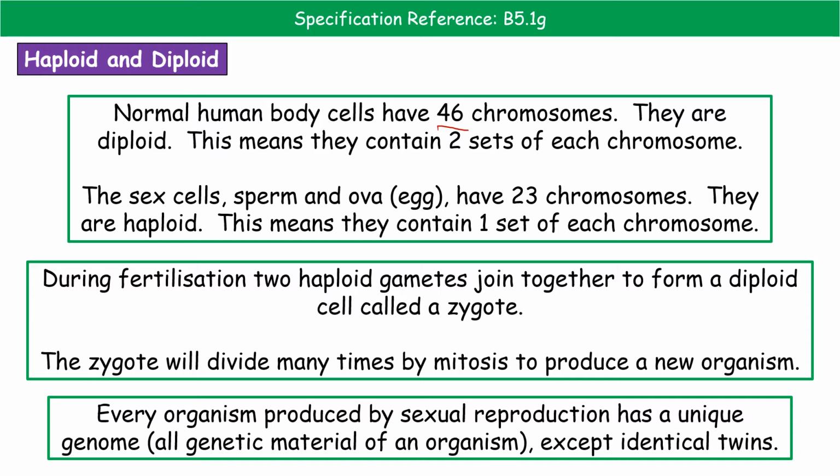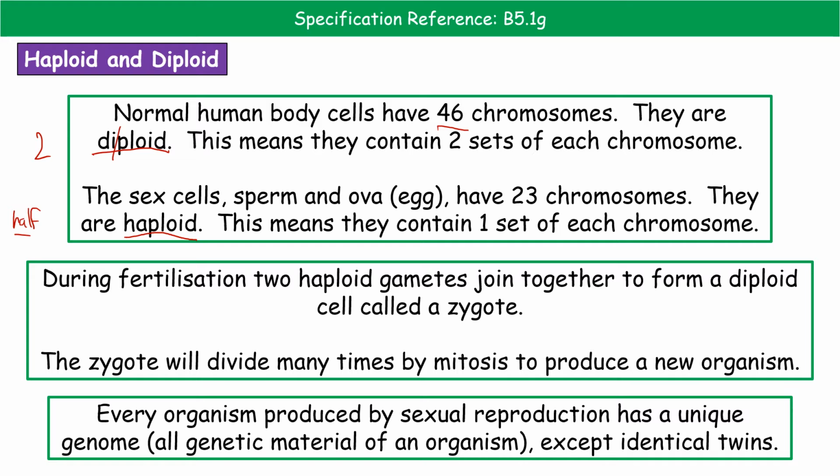The key words we've got here then, diploid, just mean 2 sets of chromosomes, because remember, if we break that up, di just means 2. Sex cells, the sperm and the ova, have 23 chromosomes if we're talking humans, and they are what we refer to as haploid. So remember, haploid, it's got the same HA as half, so half the number, 1 set of chromosomes.